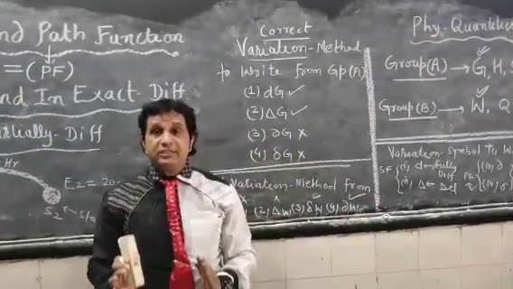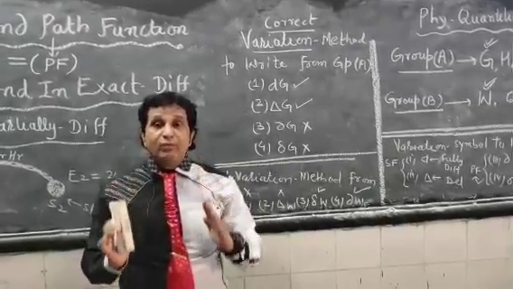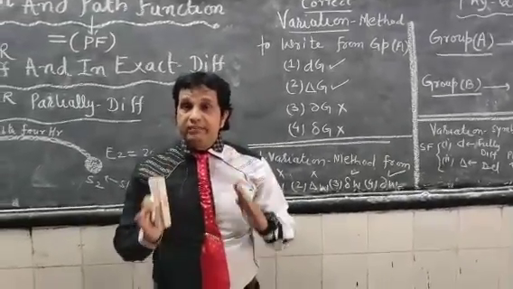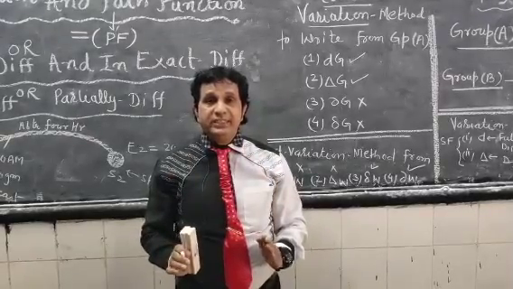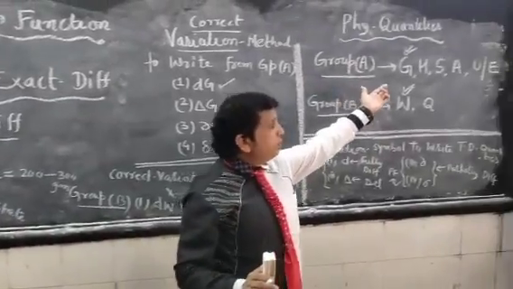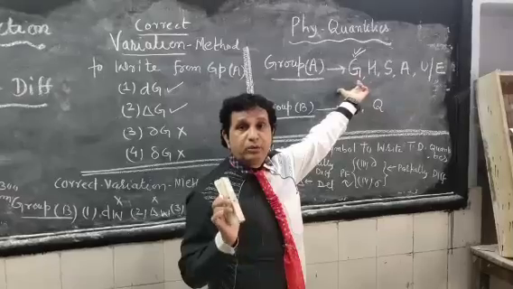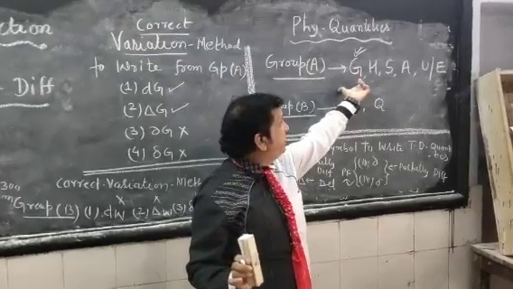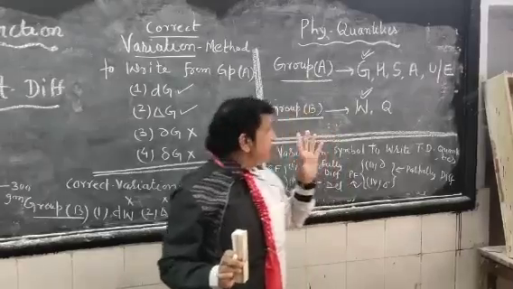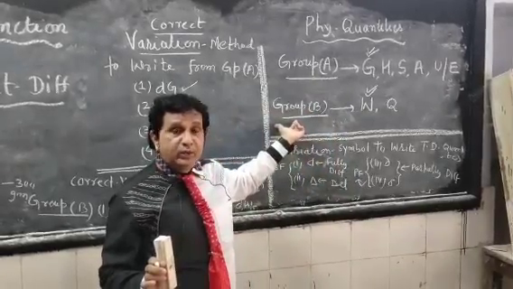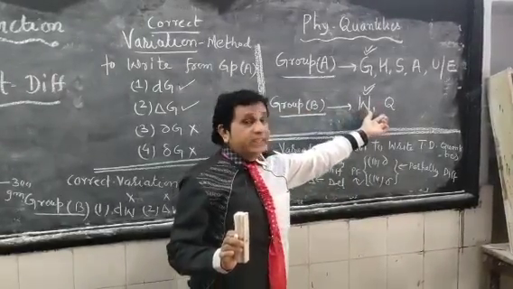Once again, my question to the students: what will be the exact or correct method to write down thermodynamic quantities here? In group A, the important thermodynamic quantities I have mentioned are G, H, S, A, U, and E. Similarly, in group B, I include work W and heat.